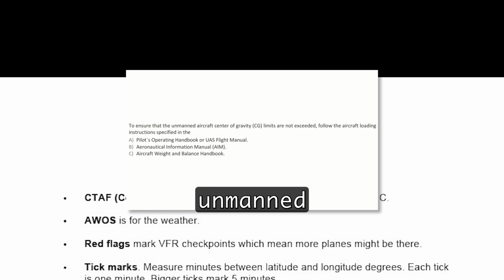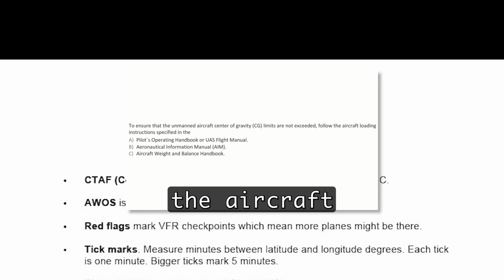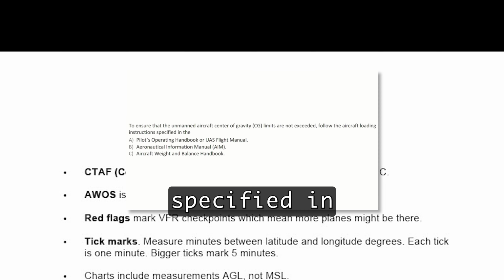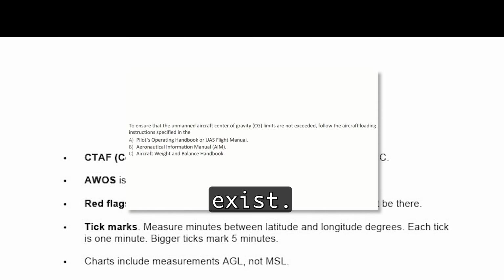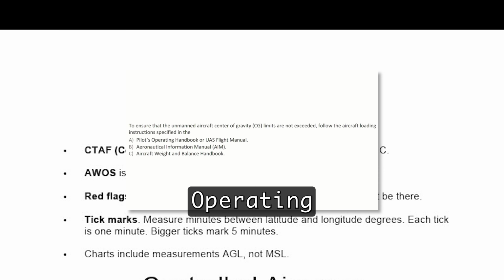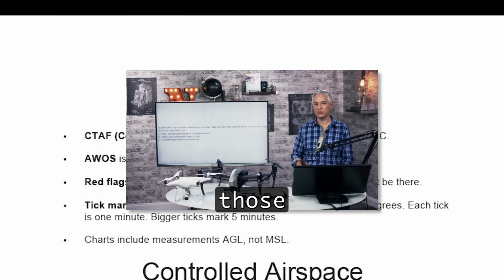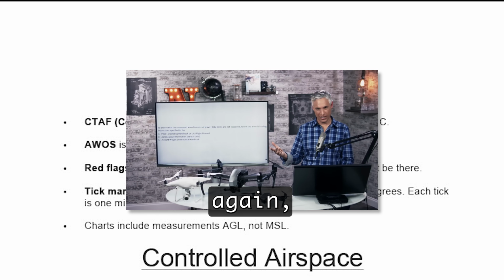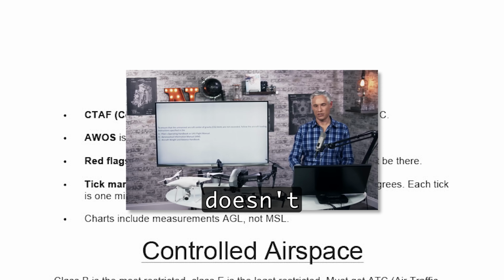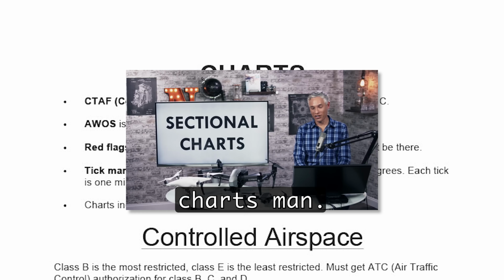To ensure that the unmanned aircraft center of gravity limits are not exceeded, follow the aircraft loading instructions specified in the Aircraft Weight and Balance Handbook. That doesn't exist. No, it's the Pilot's Operating Handbook or UAS Flight Manual. Now you might be looking at those answers being like, I haven't seen the UAS Flight Manual. Again, doesn't exist. Fine.